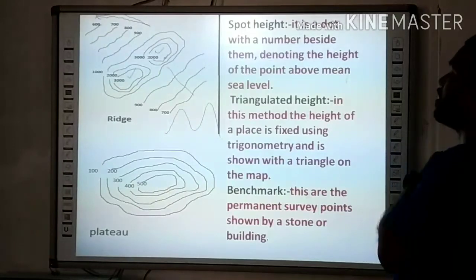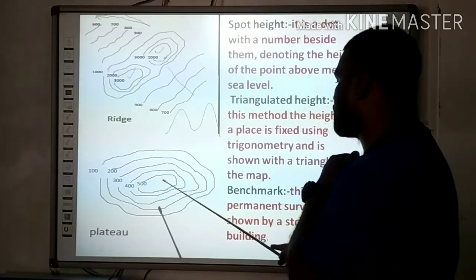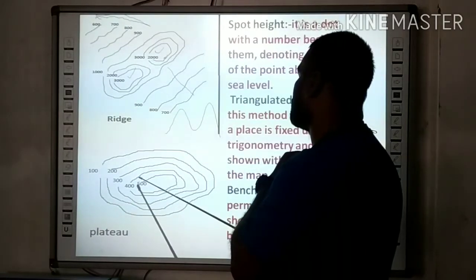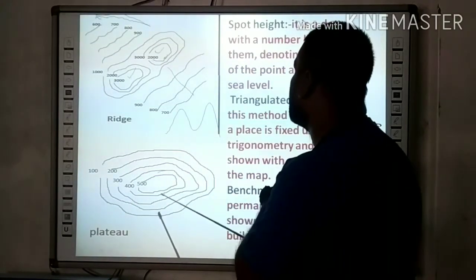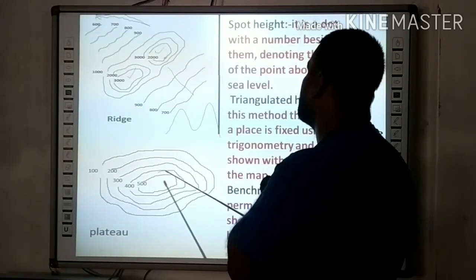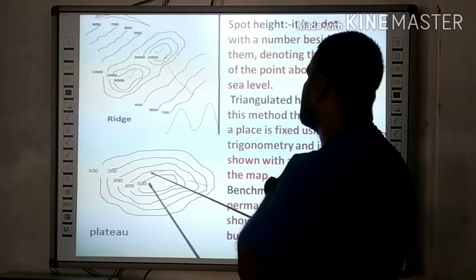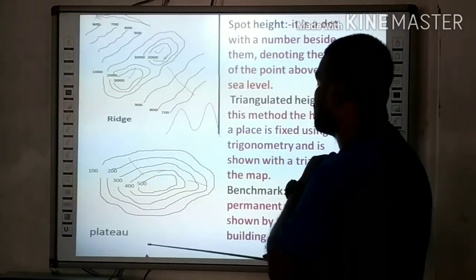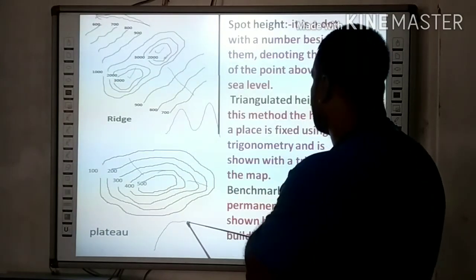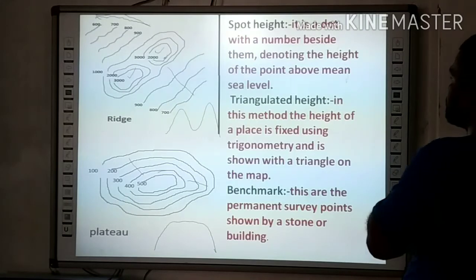Next, plateau. It is very easy to find out. In a plateau you will find a rounded top with steep or gentle slopes. What will you find? You will find a rounded top with steep or gentle slopes. This is how a plateau looks like, with a rounded top. Now spot height.